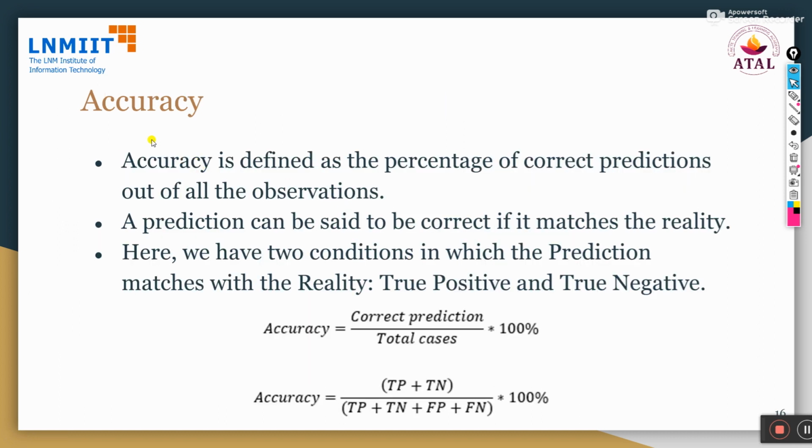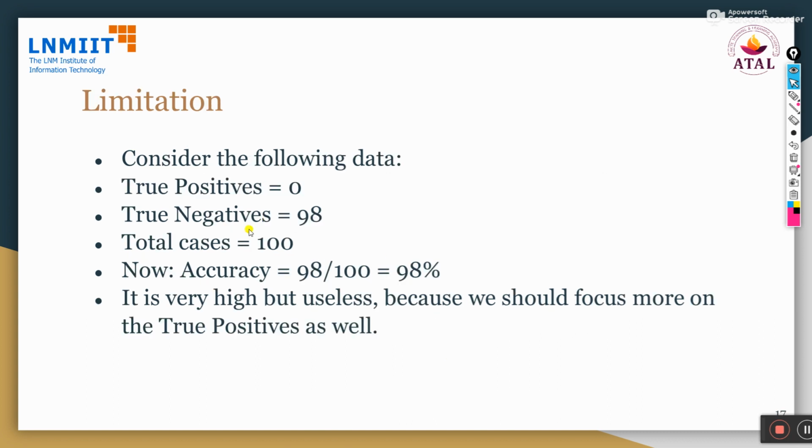Coming back to accuracy, accuracy is defined as the percentage of correct predictions. How many correct predictions are there out of how many total cases. We are focusing on true positive and true negative, how many times my system predicts correctly. That is the numerator, and the denominator represents all the cases. So this is accuracy.